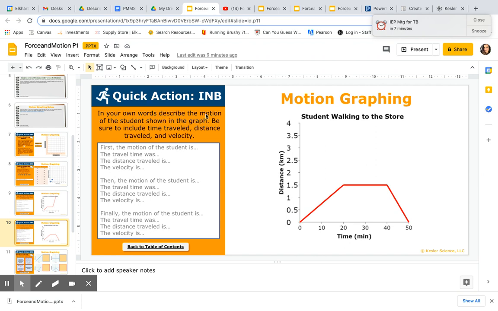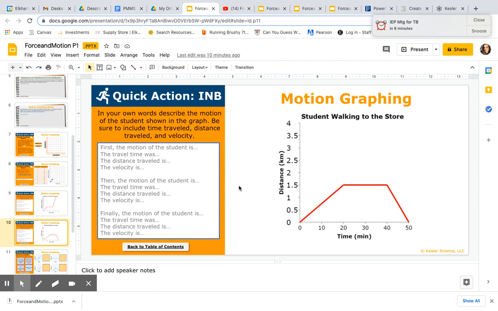In your own words, describe the motion of the student shown in the graph. Be sure to include time traveled, distance traveled, and the velocity. First, the motion of the student is, what motion did they take? Right here. The travel time was how long? The distance traveled was how long? So the velocity is what? And you're going to do that 3 different times.